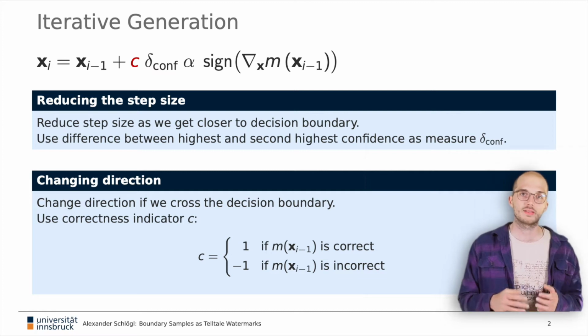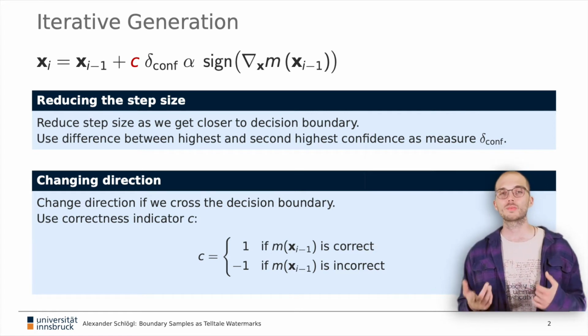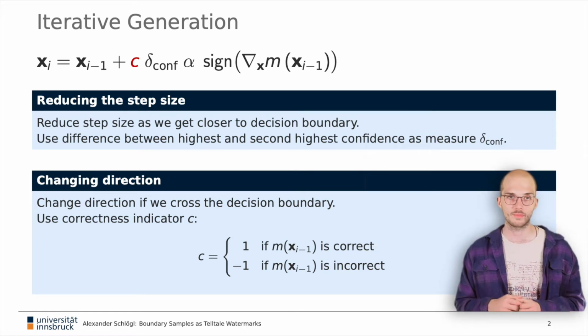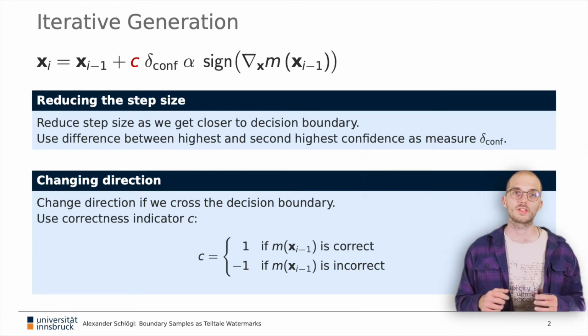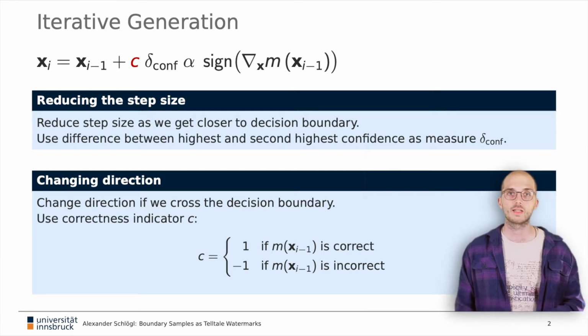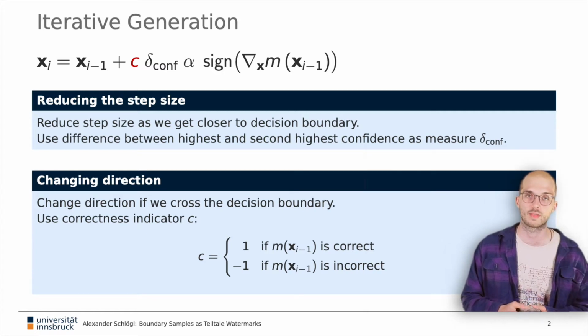Second, we need to handle the case where the sample is misclassified, which means that we are already past the decision boundary. For this, we introduce a correctness indicator C. C is set to 1 if the sample is correctly classified and to -1 if it is misclassified. This ensures that every step takes us closer to the decision boundary.